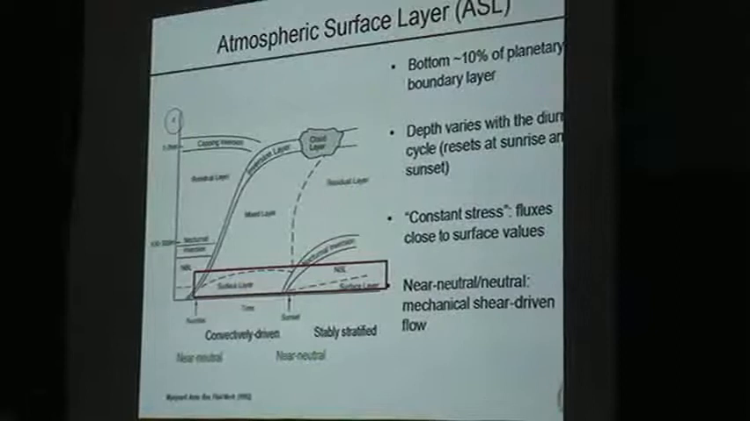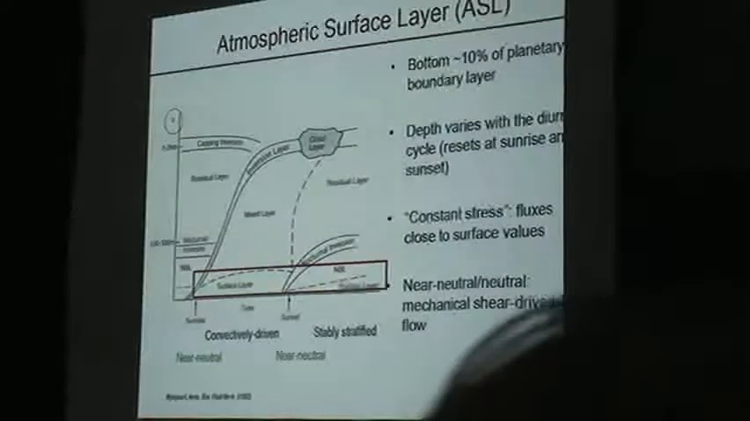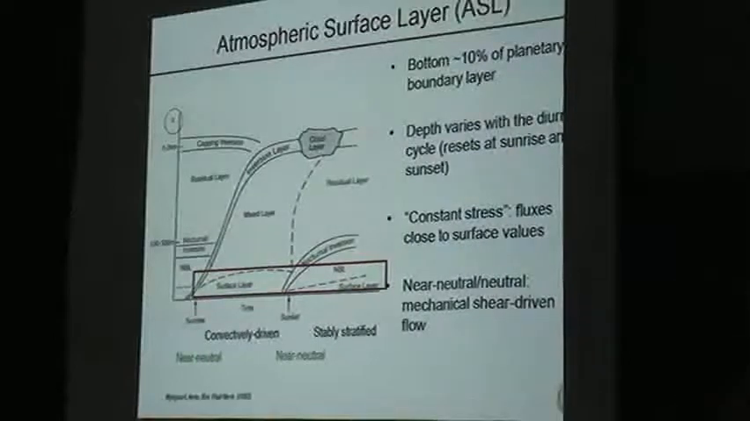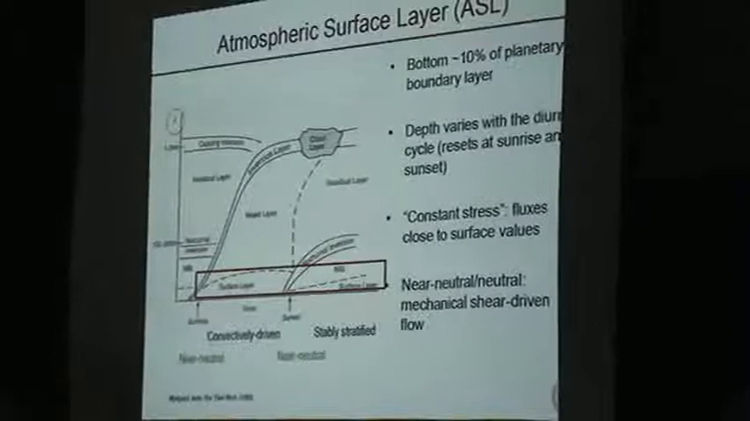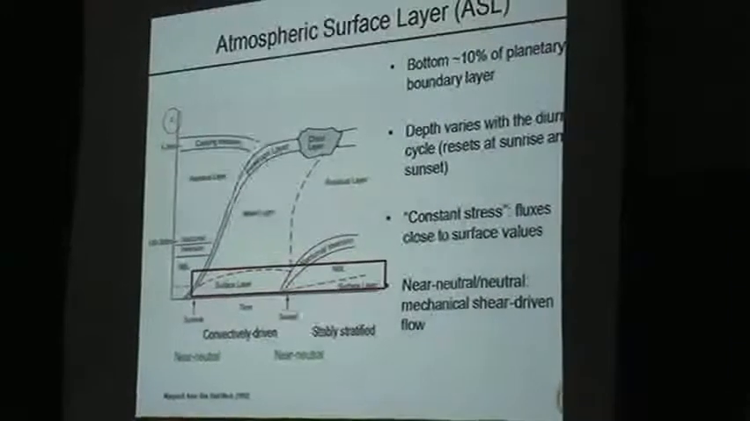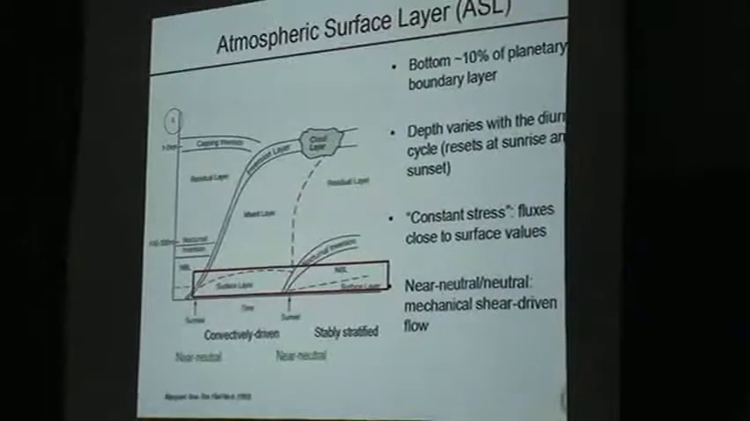Its depth varies with the diurnal cycle, and just as in the lower Reynolds number boundary layer, we'll see that its properties, the fluxes, are reasonably constant. There's a large constant stress region that will help us when we come to try and understand the skin friction in this one. Obviously that's going to be pretty hard to measure. So, near neutral or neutral, again, we're saying that the flow is a mechanical shear-driven flow. So we're going to say that in this particular regime, the effects of buoyancy are minimized.